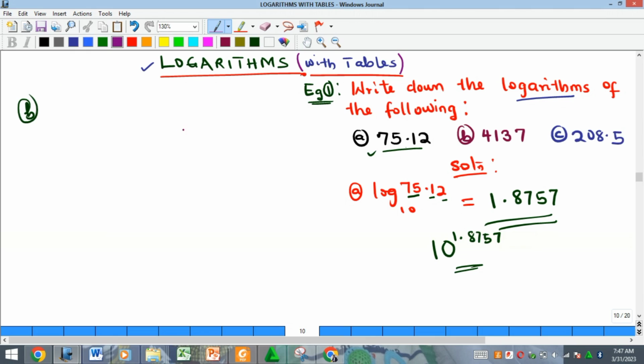All right, so what do you do for B? We are looking for the log of 4137. Okay, so what is our characteristic in this case? The characteristic is 3 because the whole of them are whole numbers and they are 4 digits. So you subtract 1 from 4. So we have 3. What then is going to be our mantissa? We are going to look for 41 under 3 difference 7.